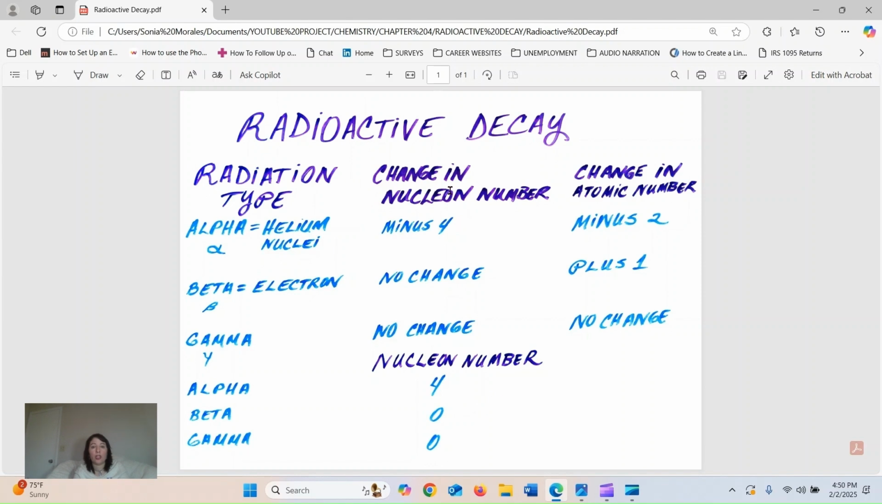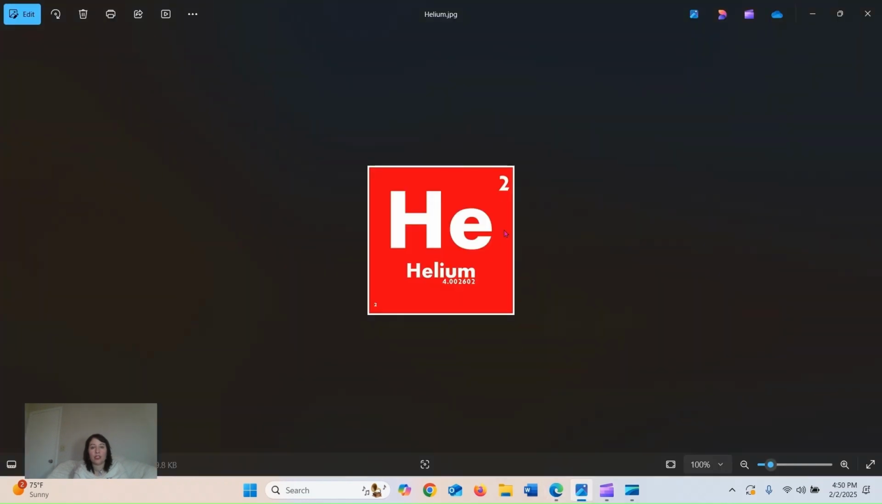So the change in nucleon number will be -4. And the change in atomic number is -2. And why -2? Well, let's take a look at helium. Here's the atomic number of 2. And atomic number, what is that? It's the number of protons.